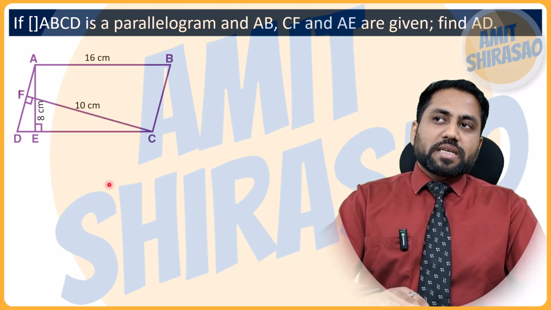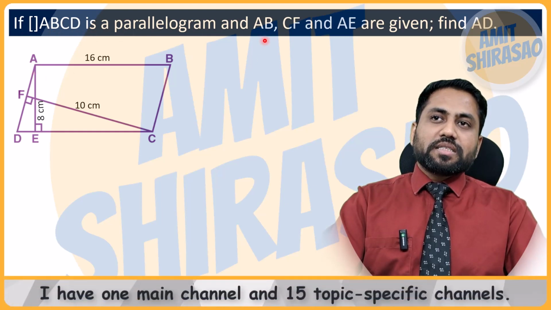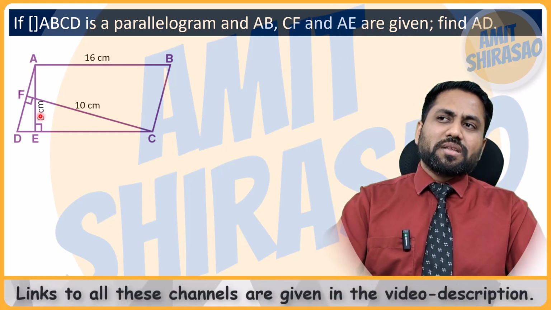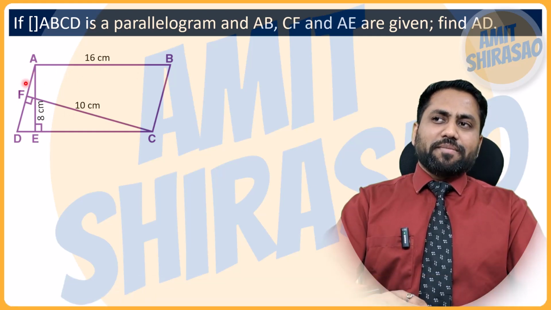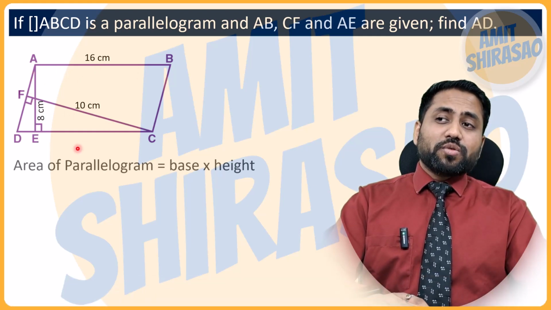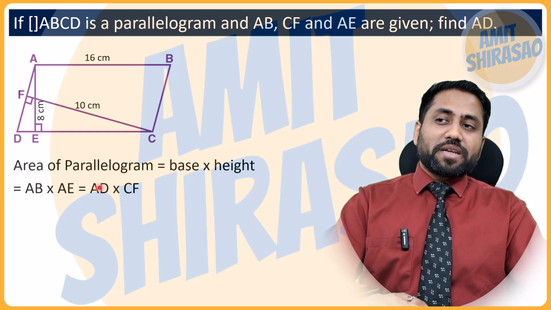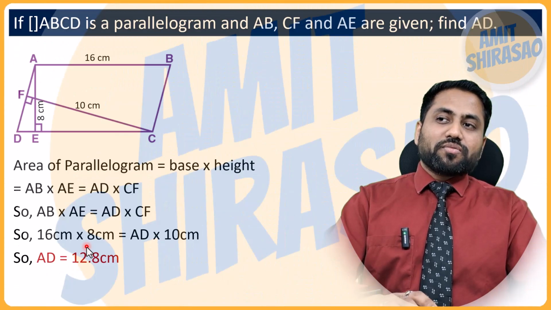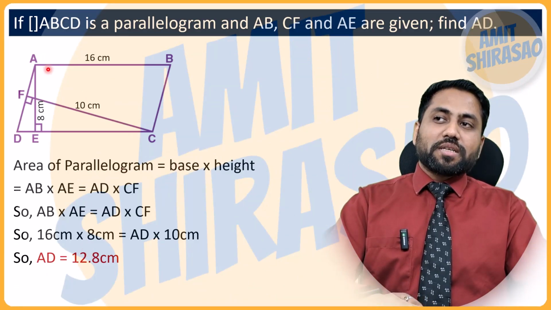The first exercise that we are seeing is, if ABCD is a parallelogram and AB, CF and AE are given, then find AD. So I've mentioned all these things. AB is given, CF is given, AE is given, and we need to find this AD. Now for this we'll be using two formulae: area of a parallelogram and area of a triangle. Okay, so first of all, area of this parallelogram is what? Base into height. What is base?